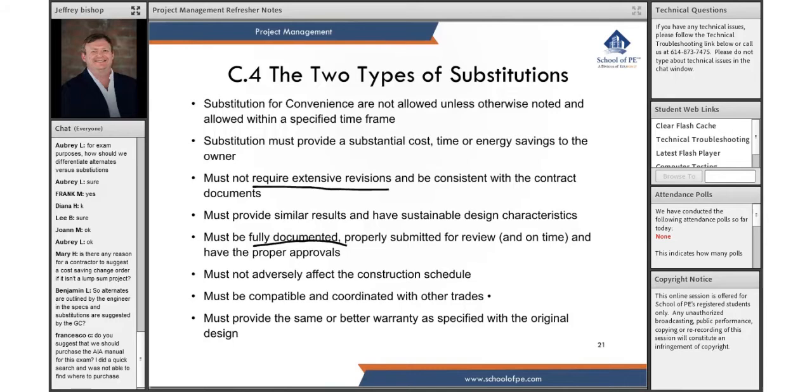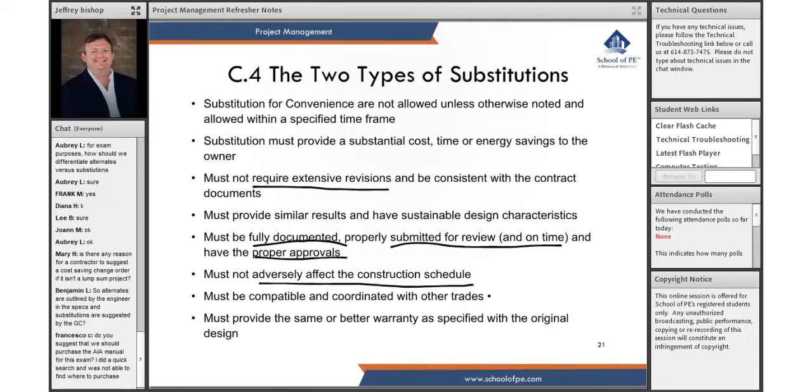So if they've done something, or if they're planning on doing something, they've got to keep good documentation on what they're substituting, so that they don't go installing something that's going to get basically ripped right back out because it's not within the contract documents. The owner and the project team have the right to say, no, you never documented any of this. You gave us X when we asked for Y, and you got to pull that back out. So it's going to be submitted for review and have the proper approvals.